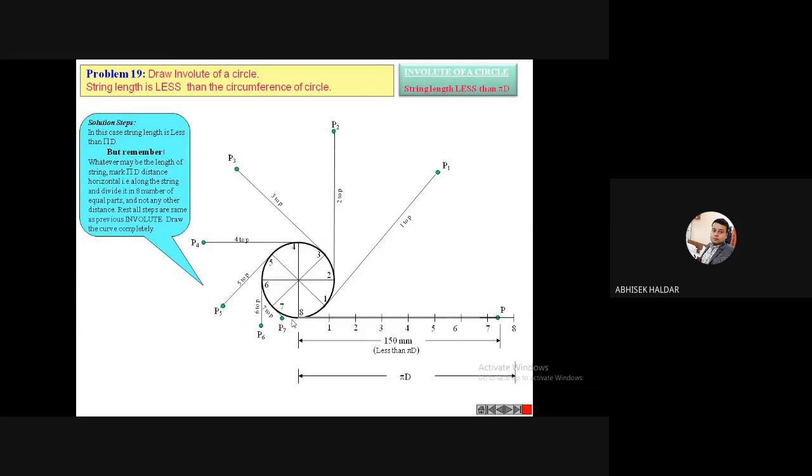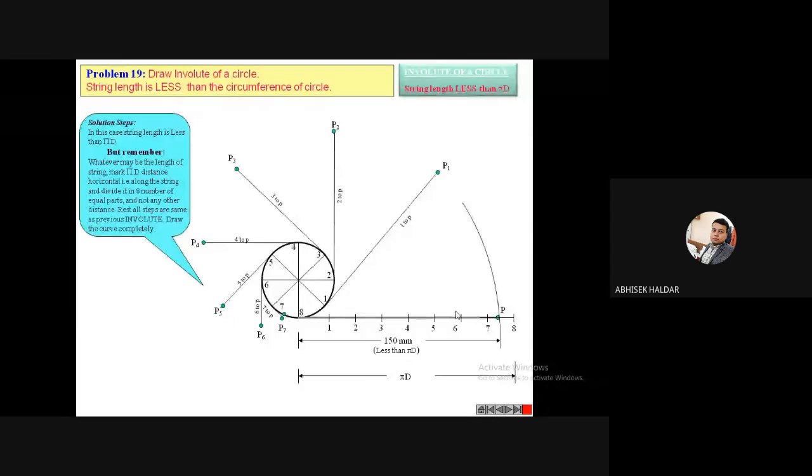If my string length is shorter than the pi d, will it reach this point 8 or not? It will not reach. No, sir. So it will end up before 8, right? It will end up before 8. So that will be the case.